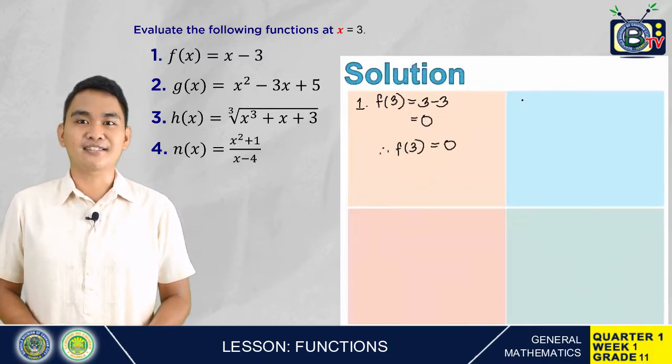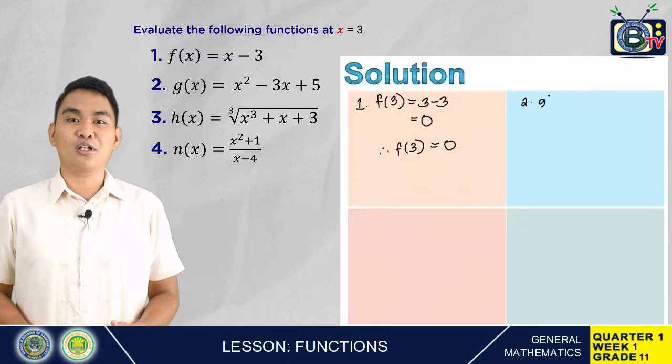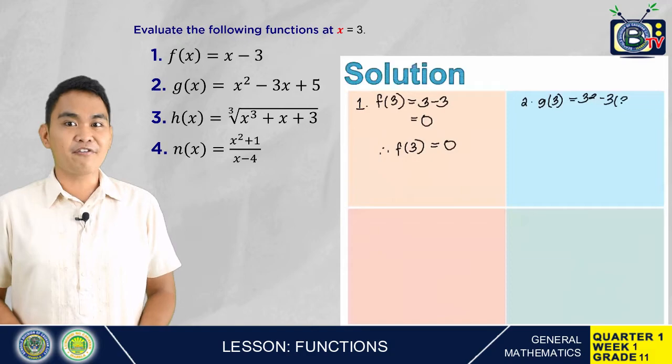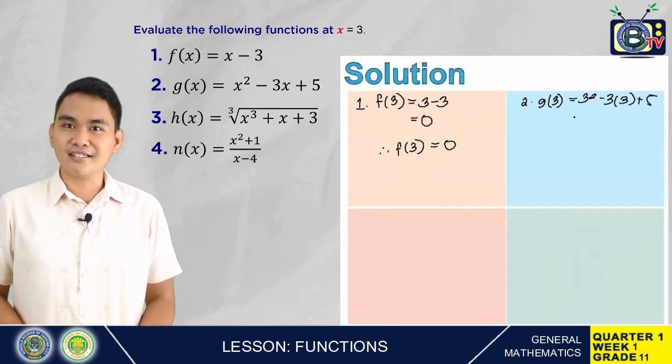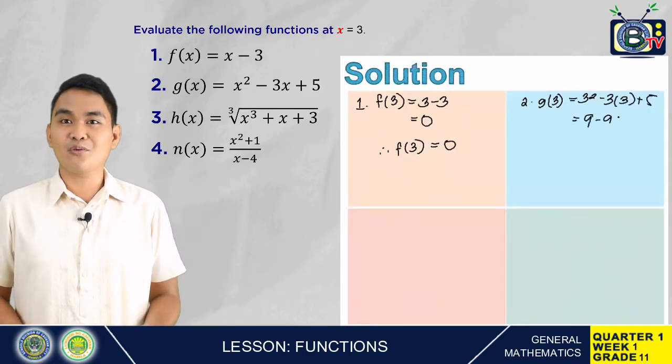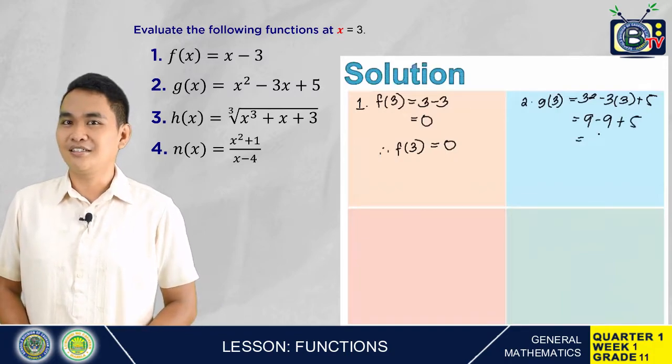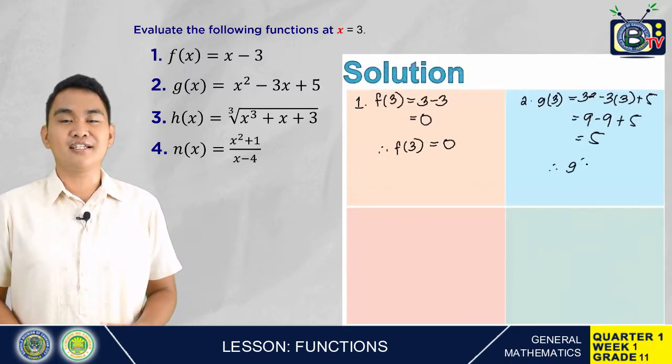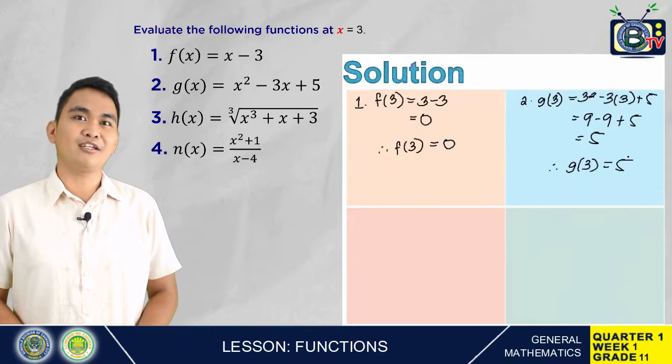For our second example, we have g of 3 is equal to 3 squared minus 3 times 2 plus 5. Simplifying further, we have 9 minus 9 plus 5, which is equal to positive 5. Therefore, the value of the function is equal to 5 if x is equal to 3.